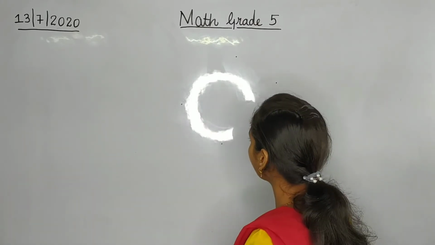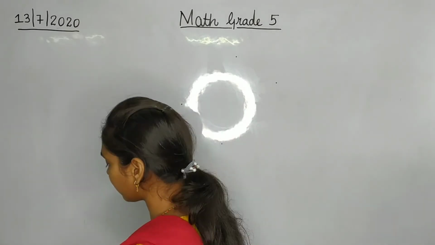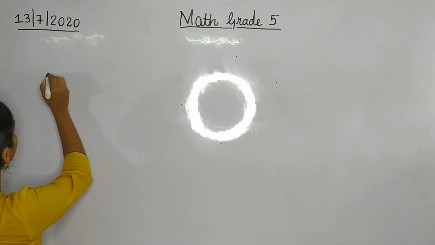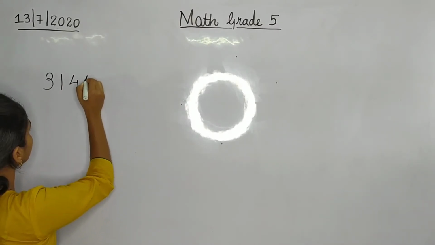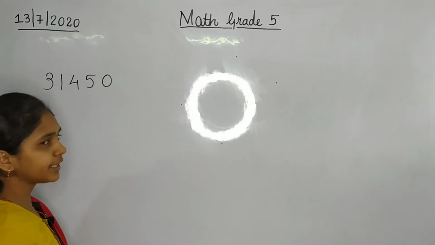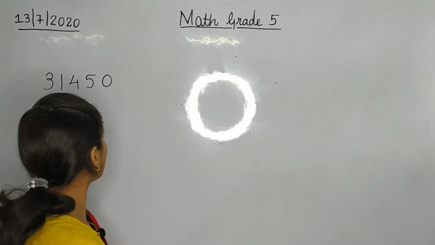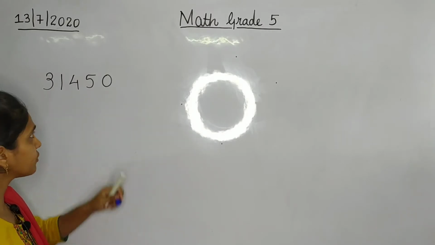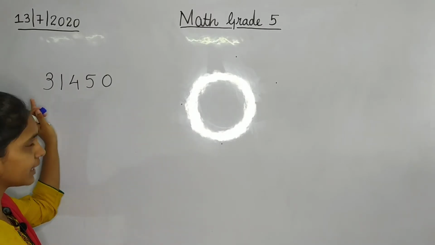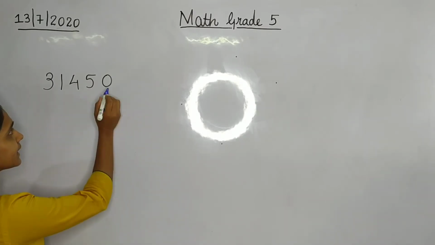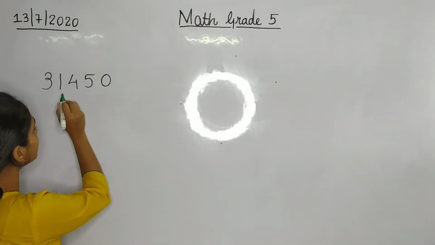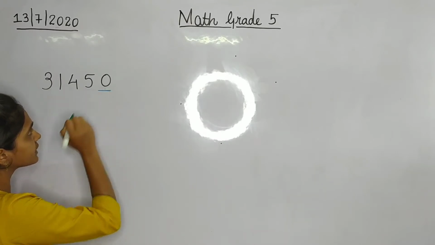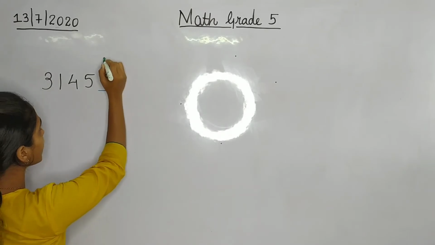Suppose I have a number, 3, 1, 4, 5, 0. This is my number. Now tell me, what is the place value of 0? Starting from the right and going to the left, the number is 31450. Then if we check the place value of 0 here.